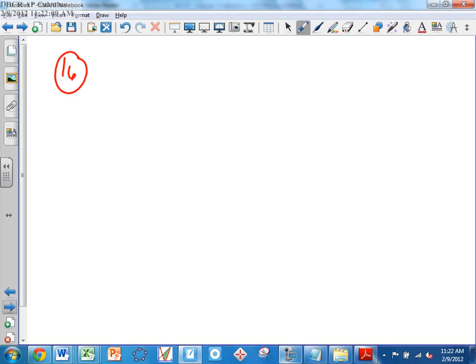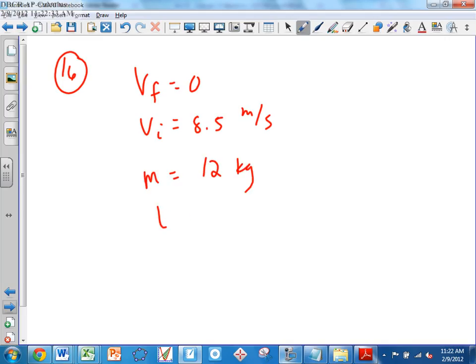Okay. Now, we've got a 12 kilogram hammer striking a nail. So it has an initial speed of 8.5. That's the hammer speed. It hits the nail, it hits the wood, and it stops, comes to rest. So again, VF is 0, VI is 8.5. We have time, and the mass is 12 kilograms. The time is 8 times 10 to the negative 6. No, negative 3.